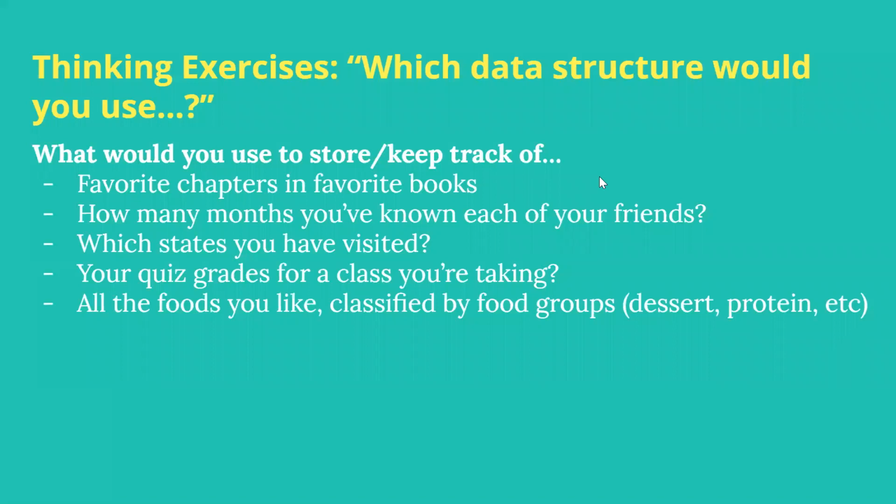And then this last one: all the foods you like classified by food group. If you wanted to classify them and then say which foods you liked in each category, what could you use? Here you'd probably need something compounded. Yeah, you could do a list within a list. Are there any other ideas that people have? Okay, yeah, a list within a dictionary. You can do that too.